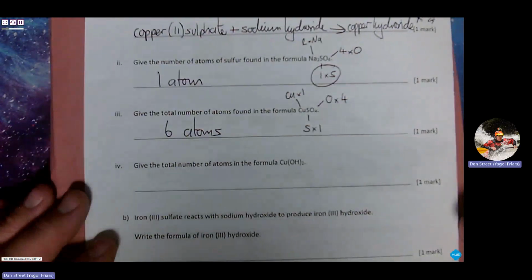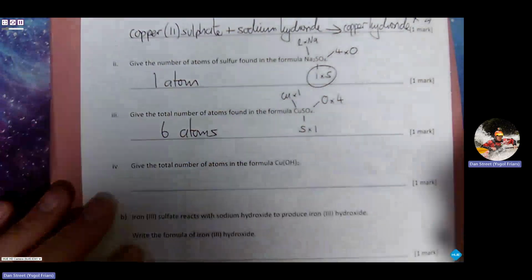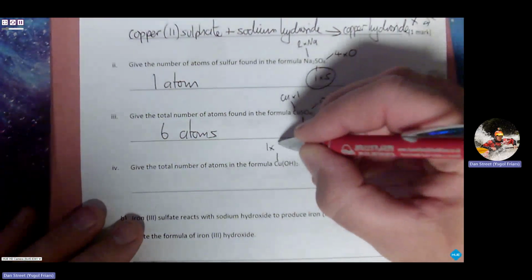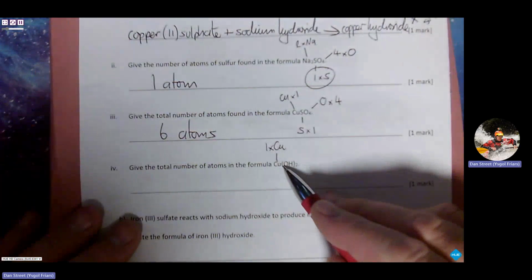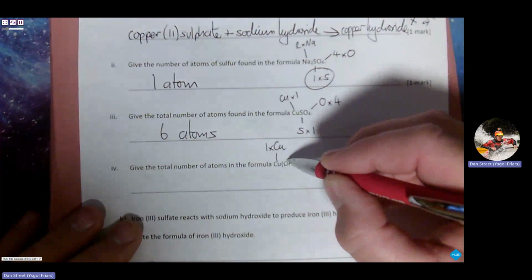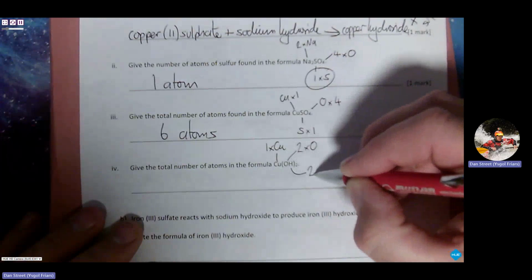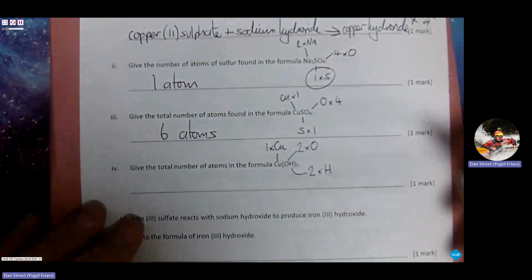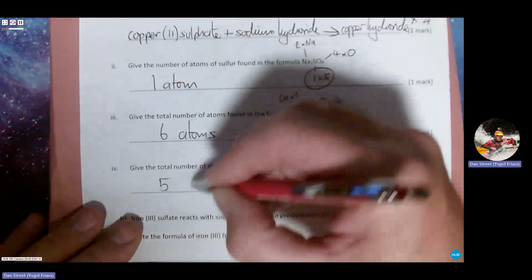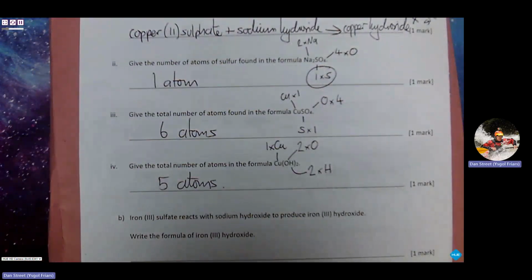And then the total number of atoms found in the formula Cu(OH)2. Okay, now this is a little bit sneaky. The copper, there's just 1 of those because there's nothing funny going on with that. Everything inside these brackets, however, there are 2 of. So in other words, there are 2 oxygens and there are 2 hydrogens. So the total number is 1 plus 2 plus 2, which is 5 atoms in total in copper hydroxide.